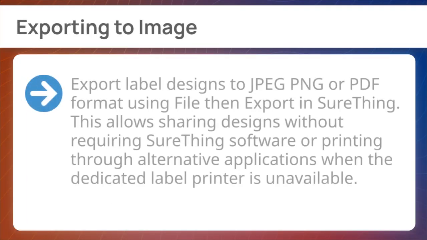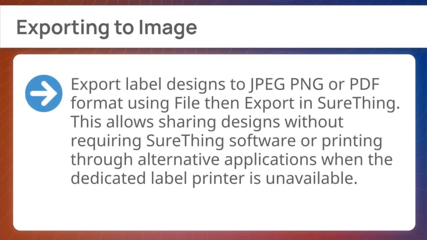Finally, exporting to image. Export label designs to JPEG, PNG, or PDF format using File, then Export in SureThing. This allows sharing designs without requiring SureThing software, or printing through alternative applications when the dedicated label printer is unavailable.